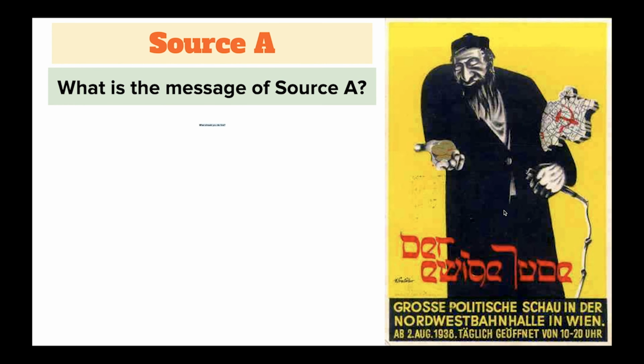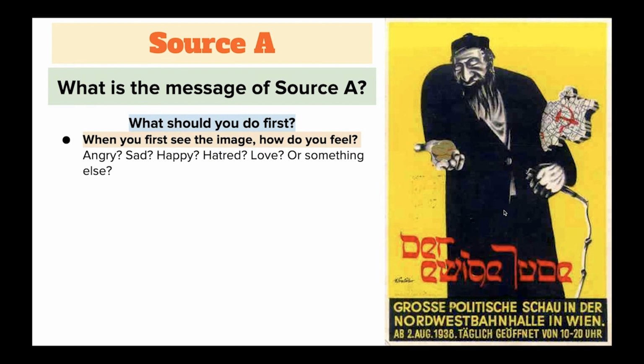What is the message of source A? So what should you do first? So when you first see the image, acknowledge how you feel. Do you feel angry? Do you feel sad? Do you feel happy, hatred, love, or do you have another emotion? This is really great to acknowledge how you are feeling because it gives you a great indication of what the message of the source is.